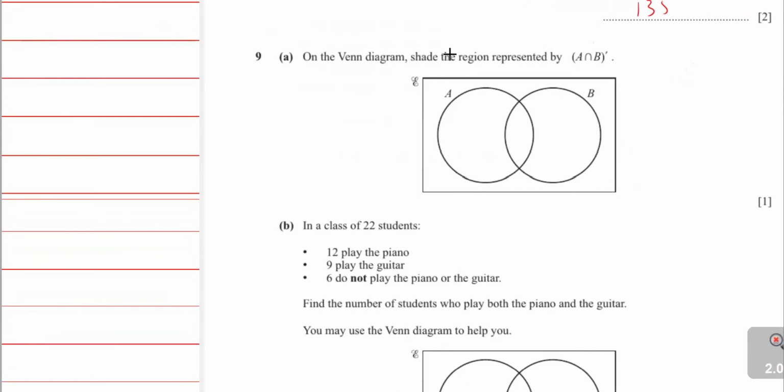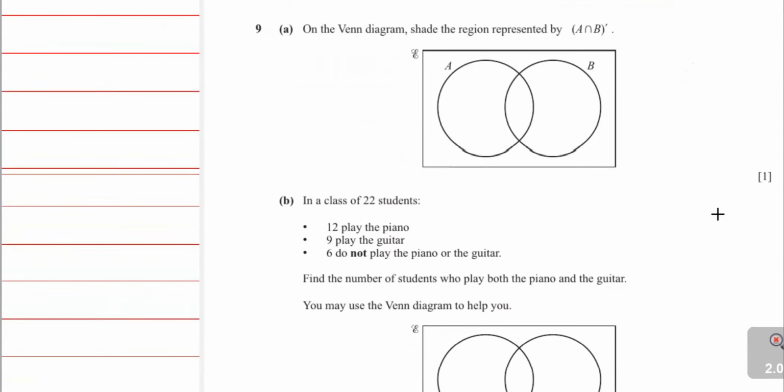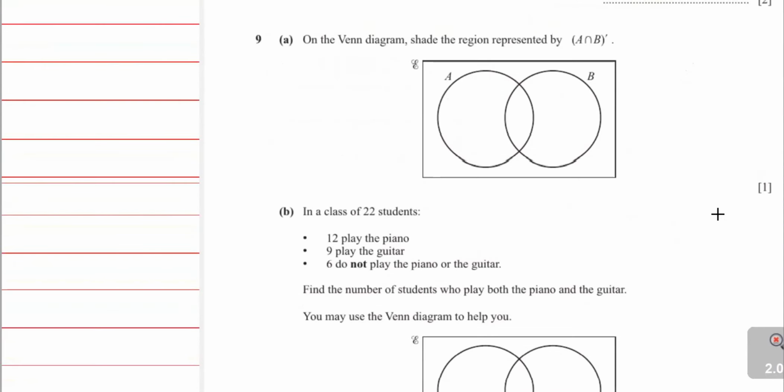Next, on the diagram, shade the region represented A intersection B dash. Look here, this is the region A intersection B. But here we have to shade A intersection B dash. Therefore, the region other than this would be the A intersection B dash region. Therefore, we will shade outside to this A intersection B. And this is the shaded region.